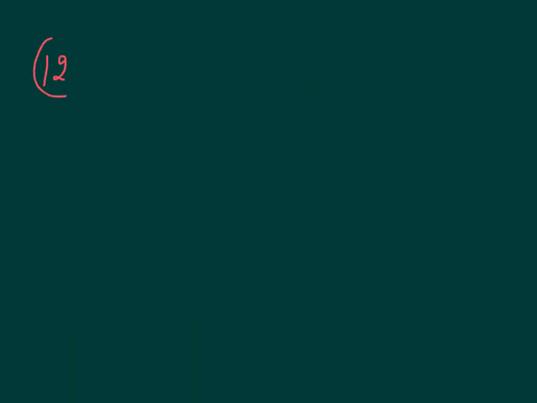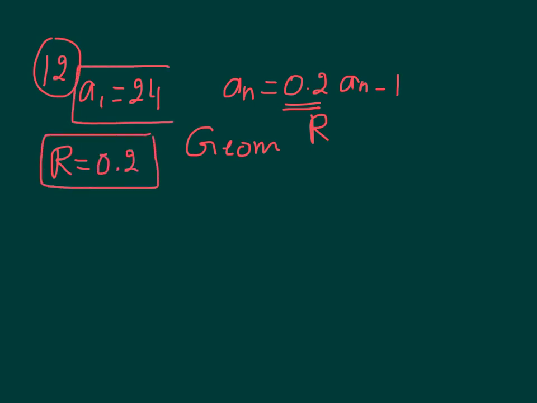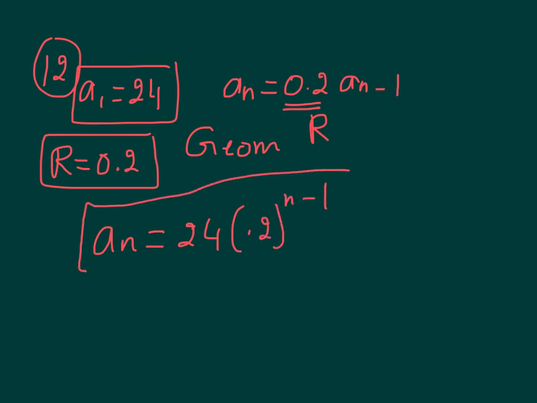Okay, number 12, you're given the first term to be 24, and you're given a rule that is written recursively, and you're asked to write it explicitly. I want you to recognize this rule is geometric because you're multiplying r by the previous term. To write it explicitly, remember before, we needed to find r and we needed to find a_1. Both of those are here, so it's going to be a_n equals a_1 times r to the n minus 1. This is the geometric sequence rule written explicitly.